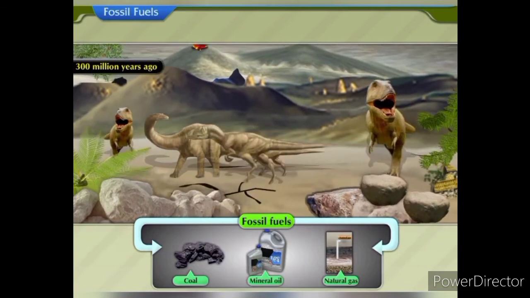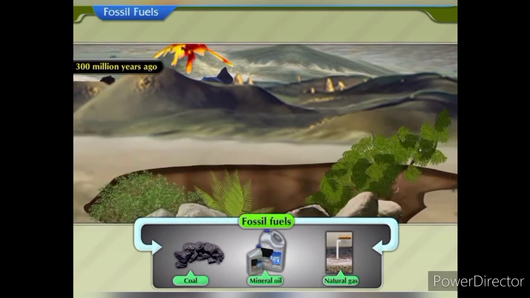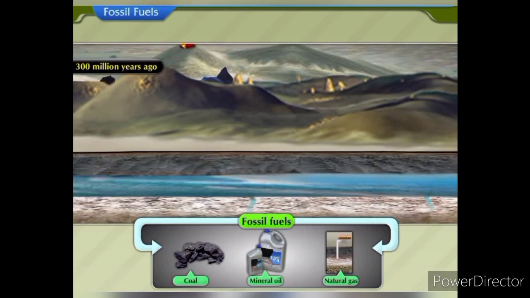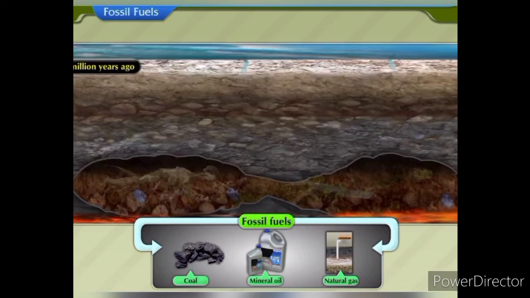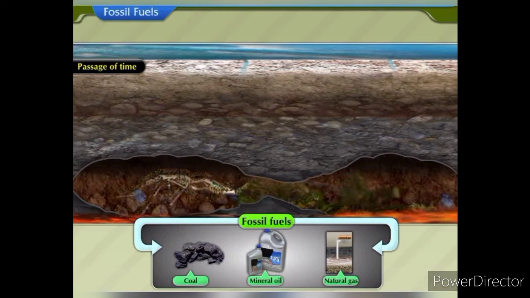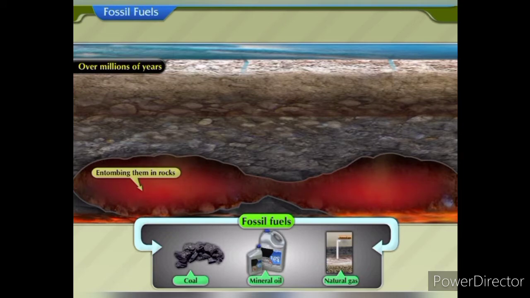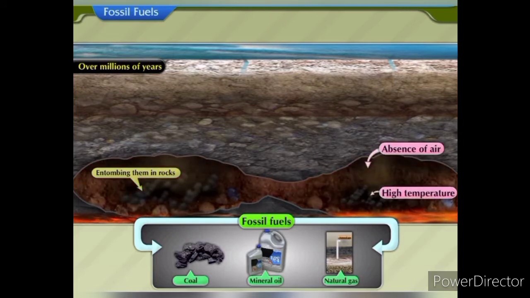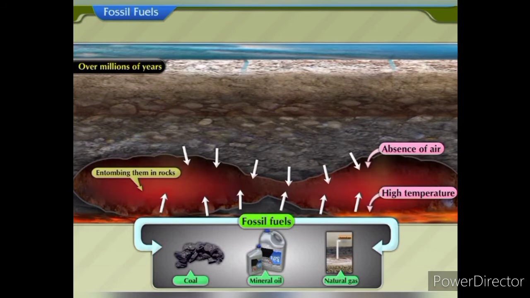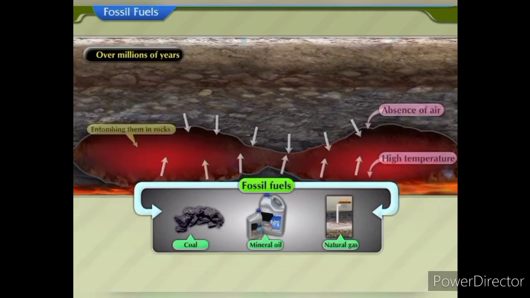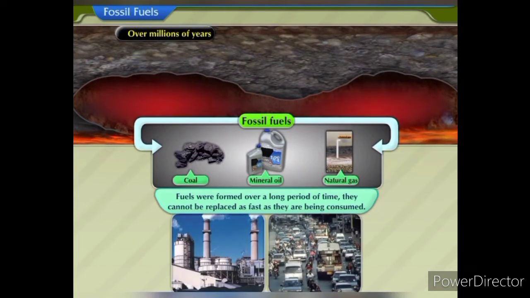About 300 million years ago, the organic remains of plants and animals mixed with silt and mud to form layers. With the passage of time, mineral sedimentation formed on top of the organisms, effectively entombing them in rocks. Over millions of years, absence of air, high temperature, and tremendous pressure of the layers of the earth transformed the dead organisms into fuels. As these fuels were formed over a long period of time, they cannot be replaced as fast as they are being consumed.